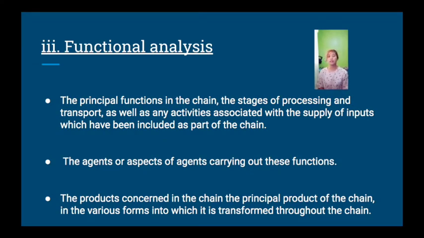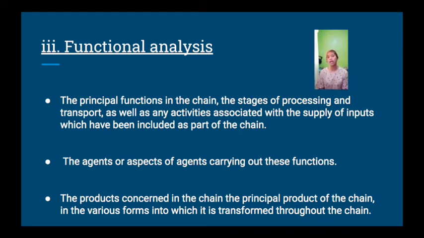So once the activities and agents in the chain have been identified, it is useful to show their interaction in a functional analysis table, which includes the following. The first one is the principal function in the chain, or the stage of processing and transport, as well as the activities associated with the supply of input which have been included as part of the chain.